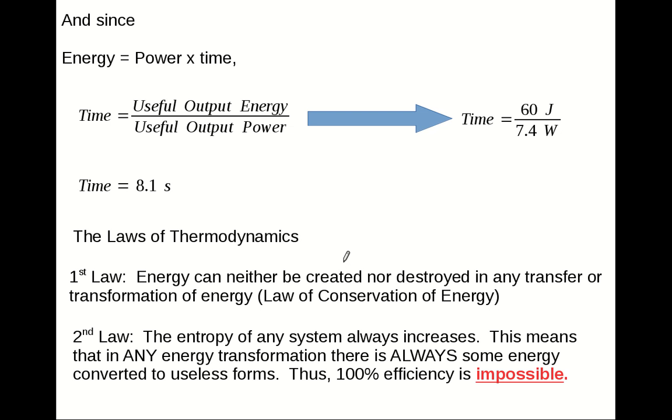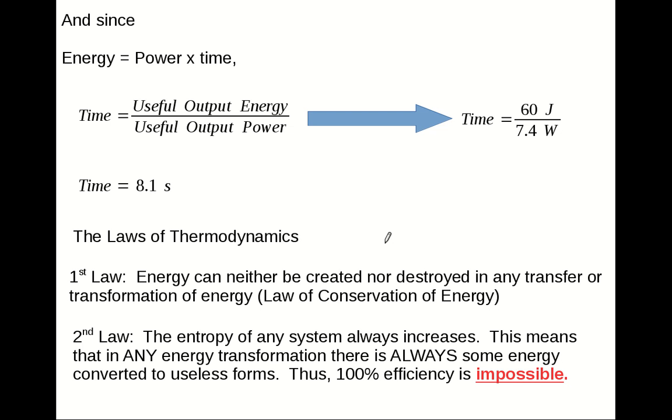The second law is about what we call entropy. And the entropy of any system always increases. This means that whenever we have an energy transformation, there's always some energy converted to useless forms. So that means that 100% efficiency is impossible no matter what we do. Entropy can be thought of as sort of a way of measuring the organization of matter. And all matter tends towards a disorganized state.